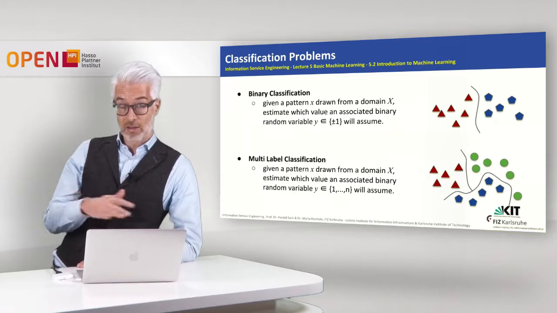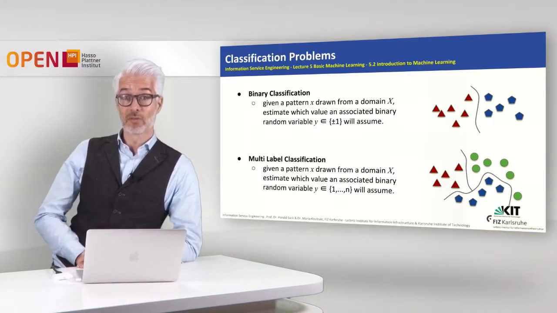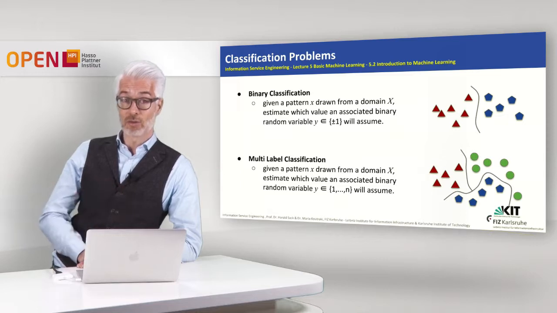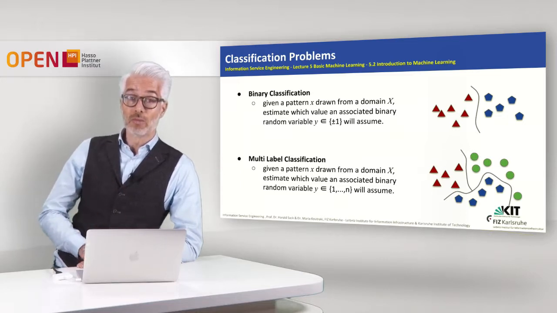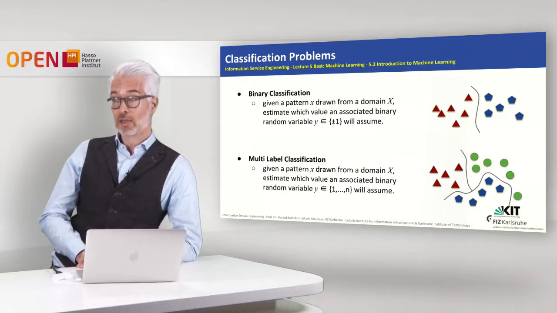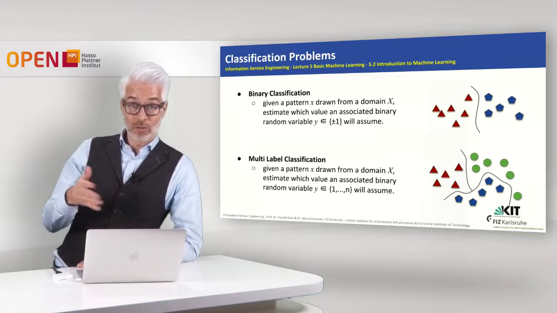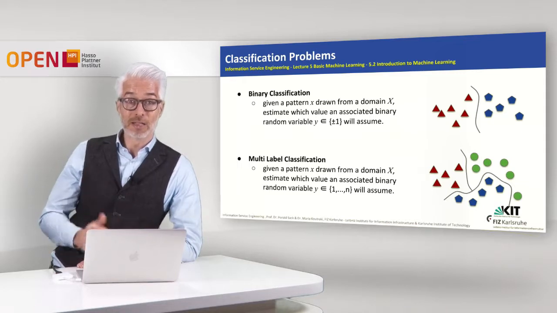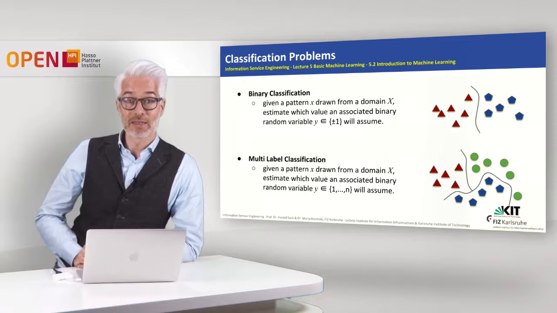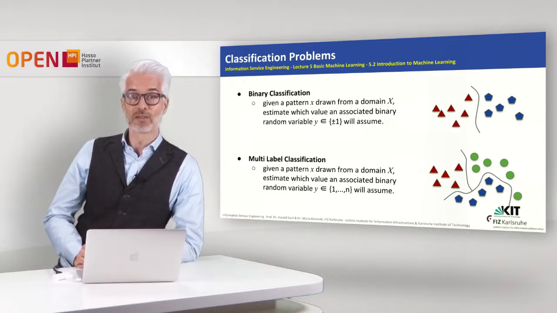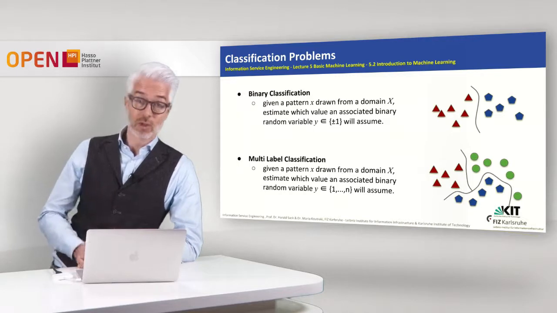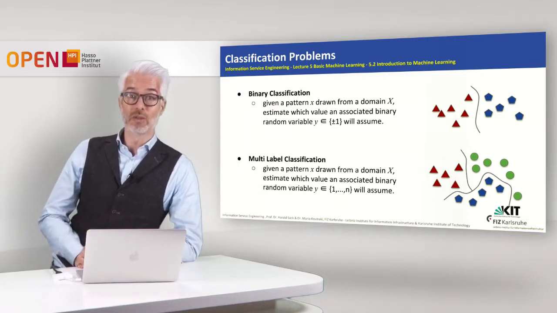You remember the handwriting example task. If you want to decipher, categorize, or recognize handwriting, you do multi-label classification, since you get a pattern and then assign to the pattern either 0, 1, 2, 3, 4, 5, up to 9. This is multi-label classification. So there, given a pattern X drawn from a domain capital X, you estimate which value an associated random variable Y, which can be of the value 1 to n, will assume in the end.